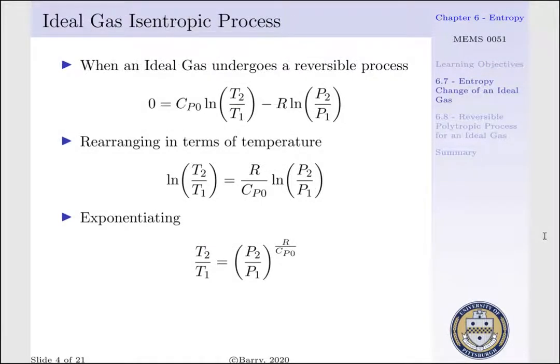When an ideal gas undergoes a reversible process, we have then 0 is equal to Cp naught times the natural log of T2 per T1 minus R times the natural log of P2 per P1. If we rearrange this in terms of temperatures, we have the natural log of T2 per T1 is equal to R per Cp naught times the natural log of P2 per P1. If we exponentiate to solve for a ratio of temperatures, we have T2 per T1 is equal to P2 per P1 to the R per Cp naught.